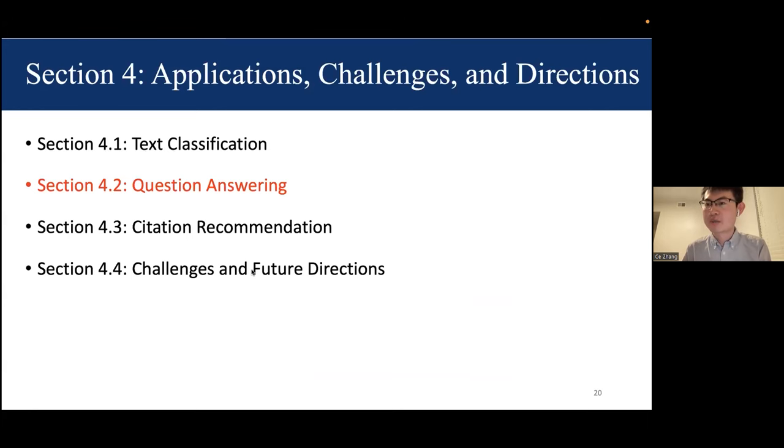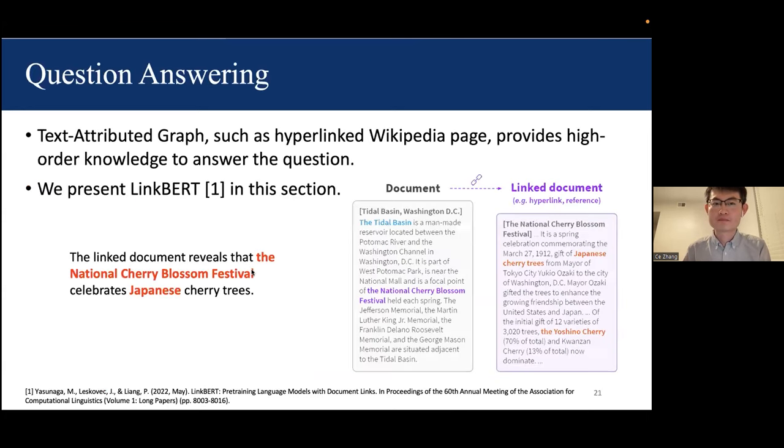Now let's look at the second application, question answering. We want to know how we use text attributed graph to do question answering task. So why can text attributed graph bring useful information to better answer the questions? Here I give you an example. Let's look at the figure here.